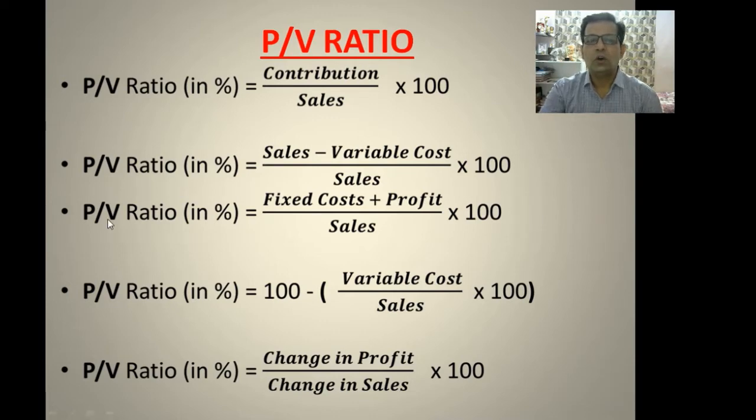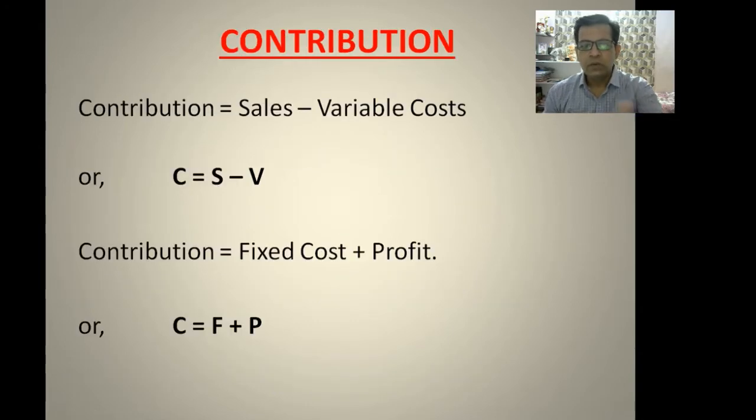Okay, so let's look at the first formula. It's the simplest one, which says contribution by sales into 100. The name itself says profit, that is contribution, volume, that is sales. The name itself says contribution to sales ratio. So contribution to sales ratio, we have got this. Now, if you remember in the previous slide, we learned two formulas for contribution.